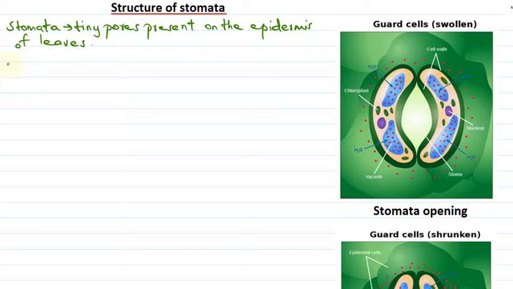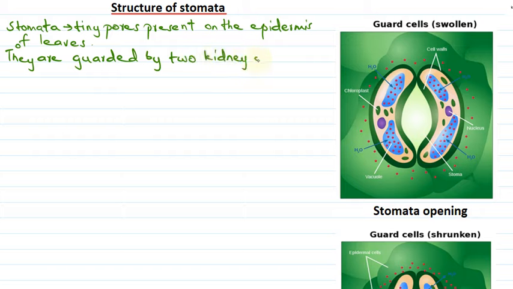Okay, so these stomata are guarded by a pair of, that means two, kidney shaped or bean shaped cells, and these guarding cells are called the guard cells. Okay, so these guard cells guard the stomata.